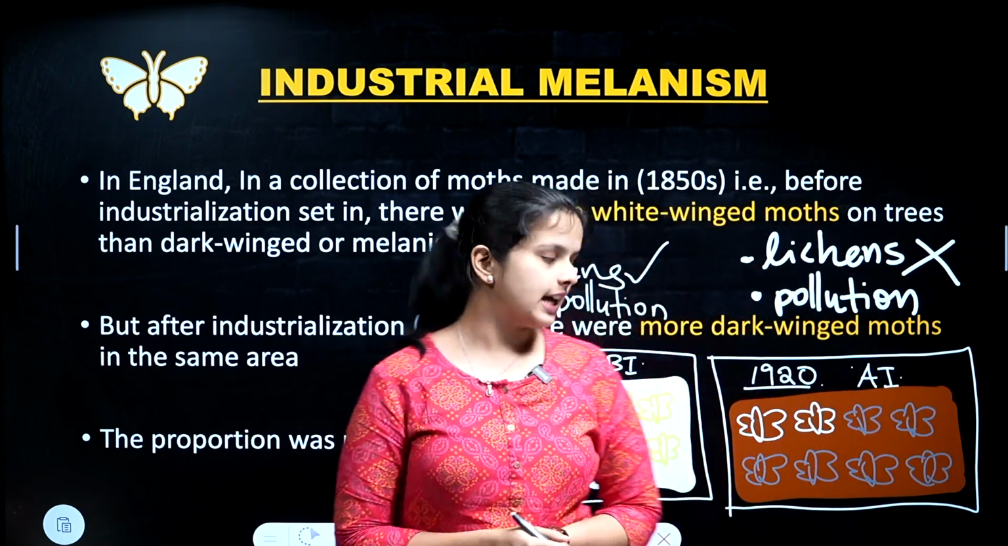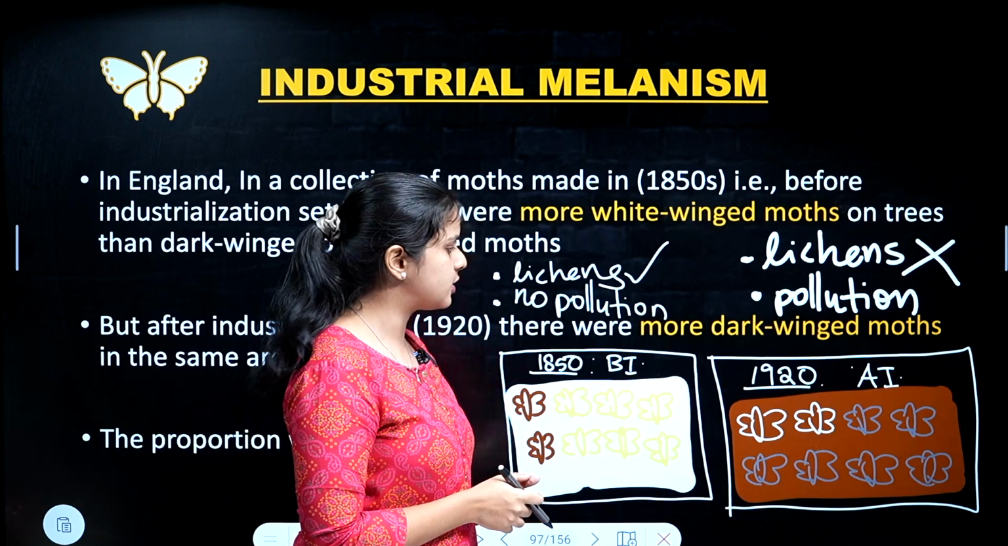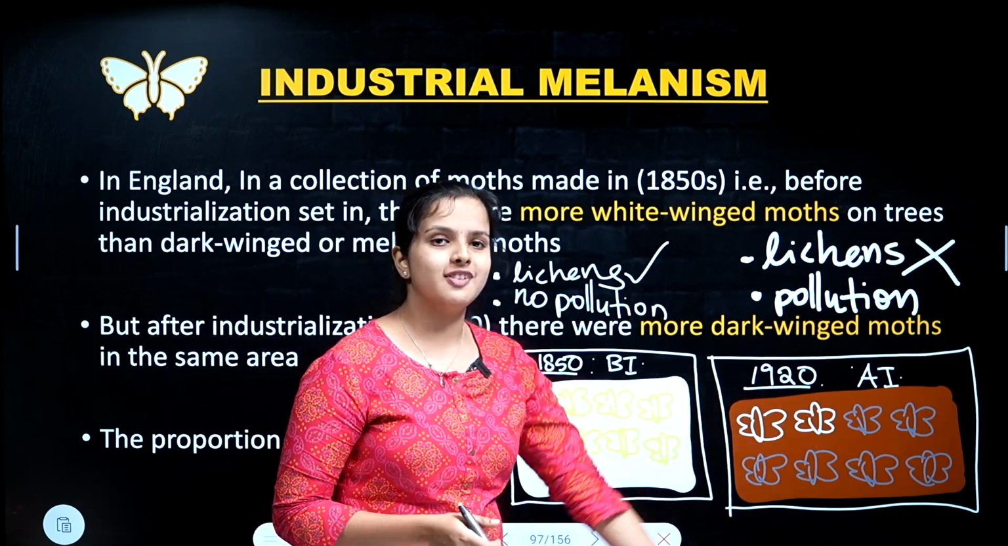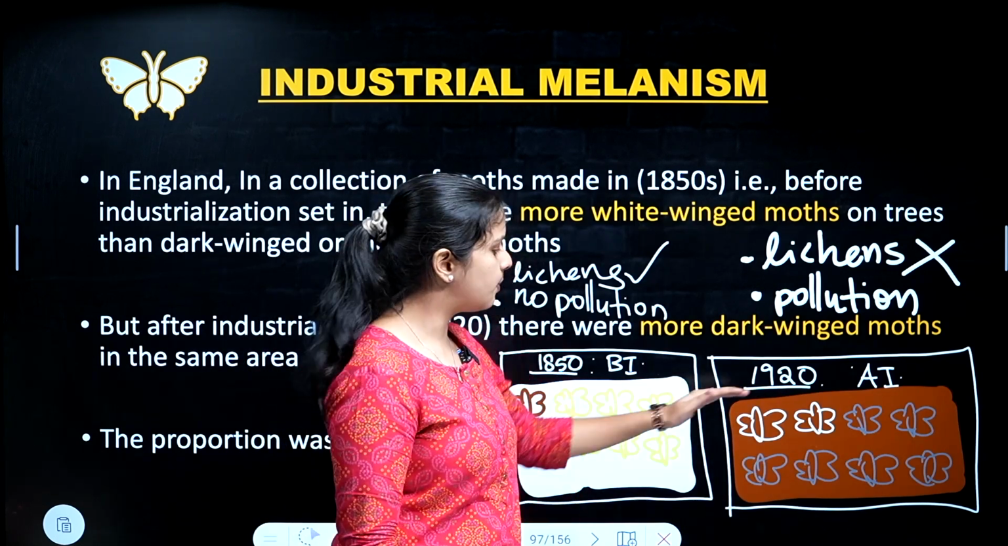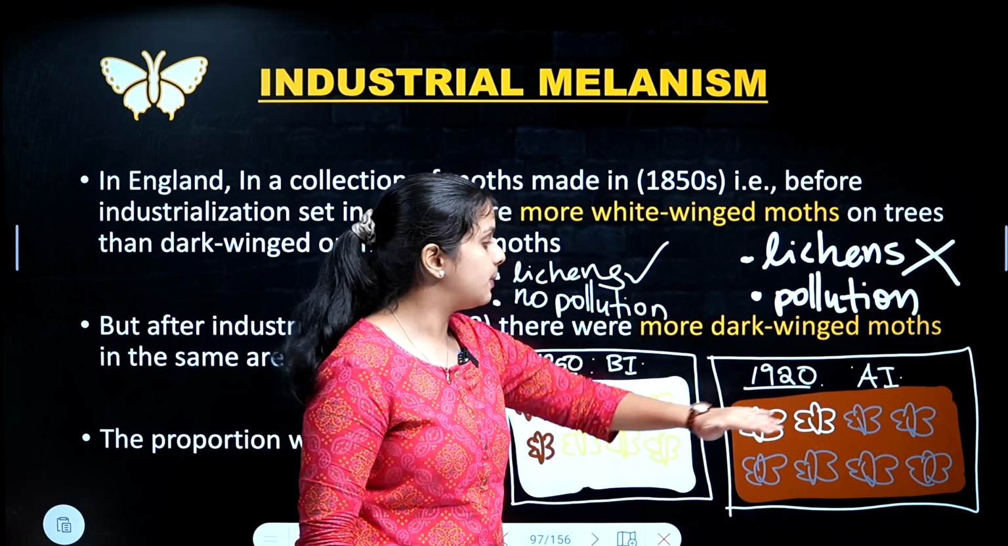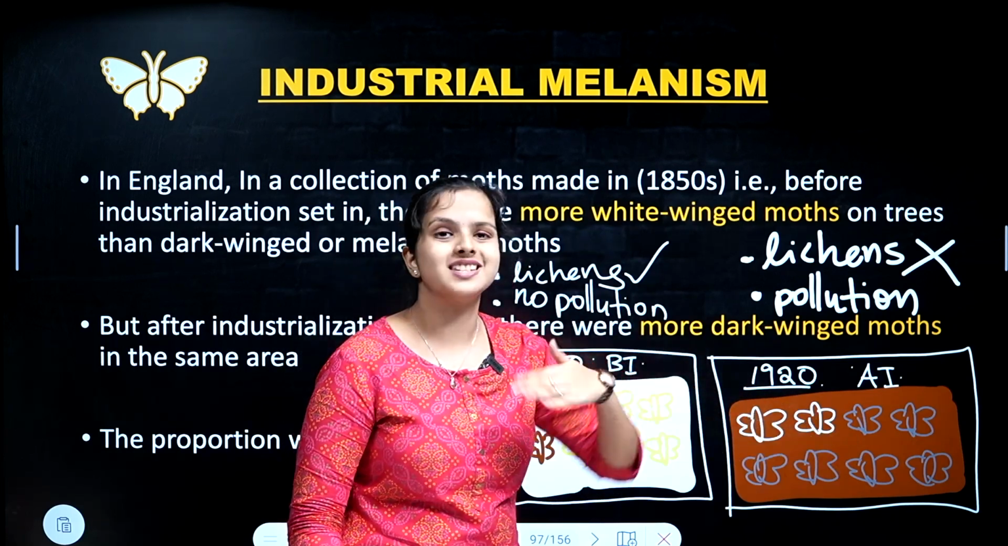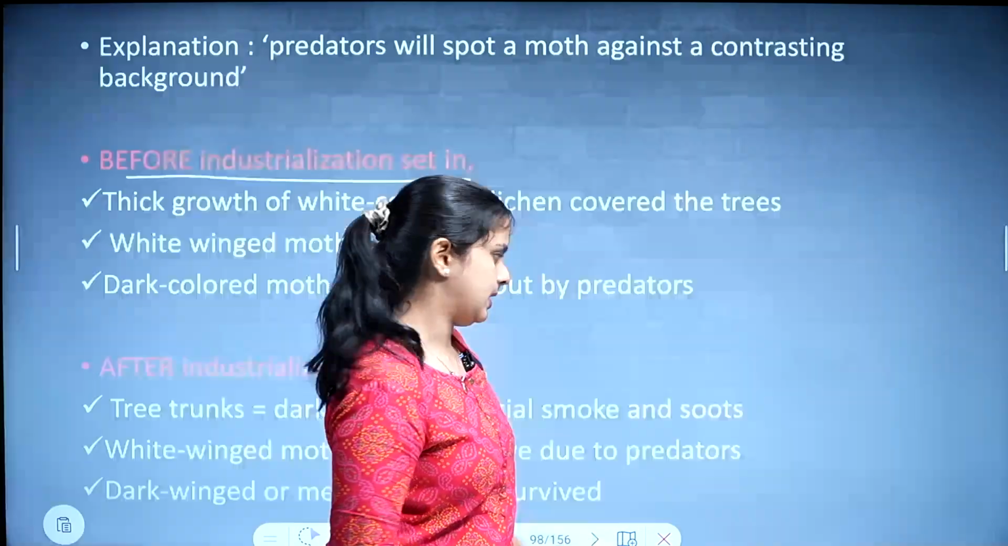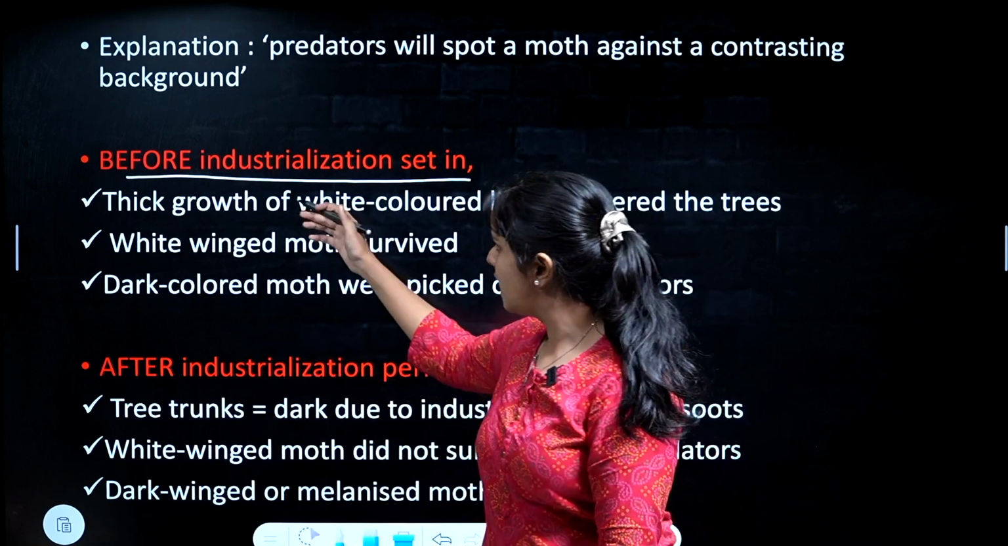In London, in England, in 1920, what actually happened was the white winged moths were eaten by the predators. Hence the number of white winged moths reduced and the number of melanized moths or dark winged moths increased. This is what actually happened. So that's what I have written over here.